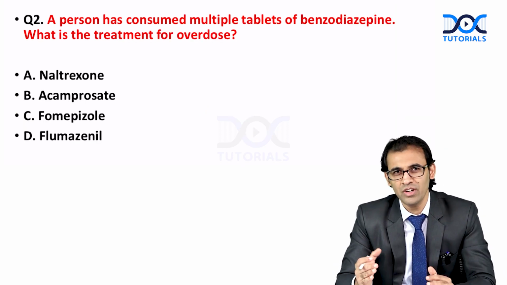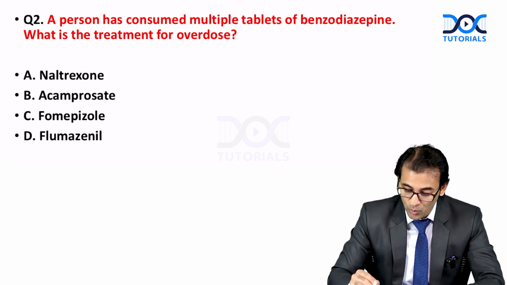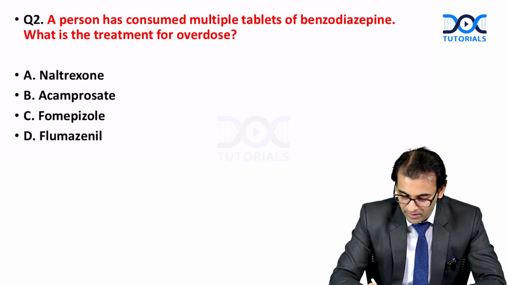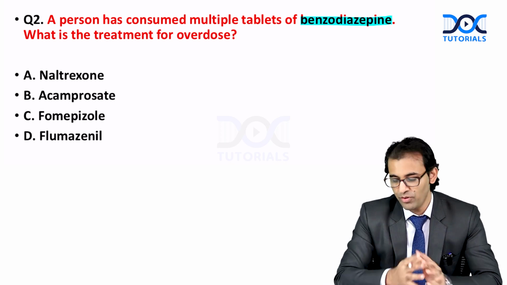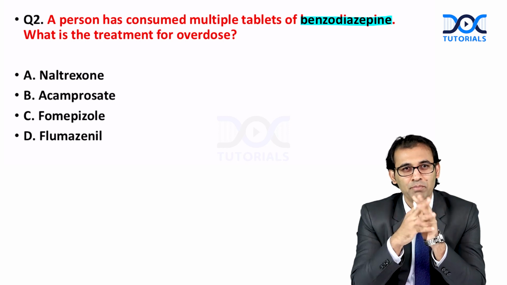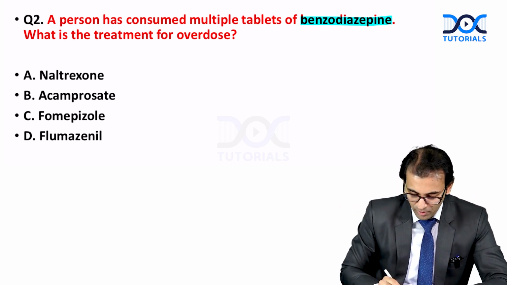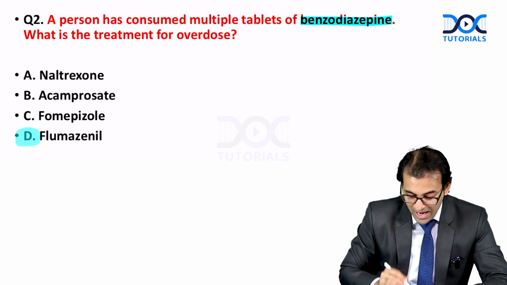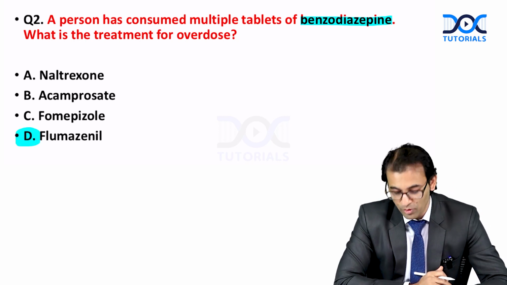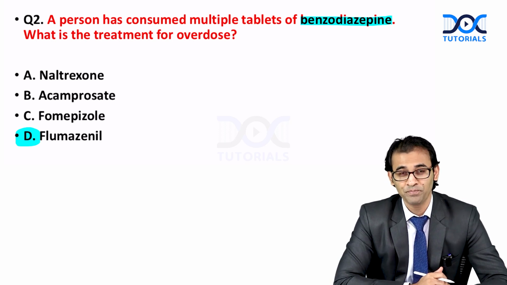Now, the next question is a one-liner, a direct question. A person has consumed multiple tablets of benzodiazepine. What is the treatment for overdose? Basically, they have asked for the antidote for benzodiazepine poisoning. Very easy to understand, we have learned it multiple times. The answer is flumazenil. When we talk about option C, fomepizole, this is given for alcohol poisoning, right?